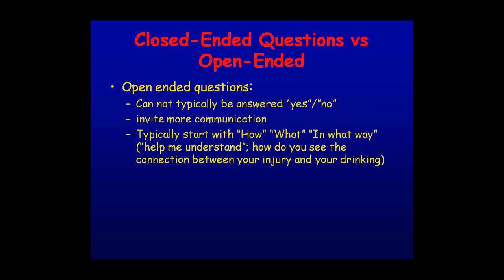Help me understand better how you see your drinking affecting your liver. How do you see the connection between your injury and your drinking? You were brought to the emergency room here, and you have a head injury, you were drinking, and you were driving. How do you see the connection here between your injury and your drinking, and how do you see what you would need to do because of that injury now as a result of your drinking?